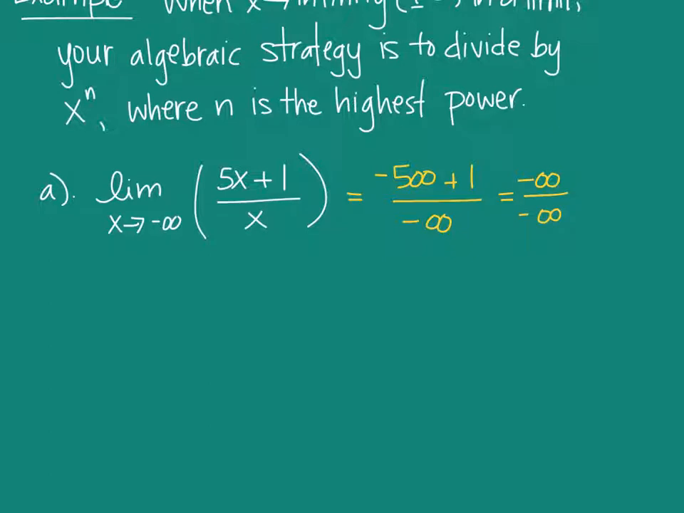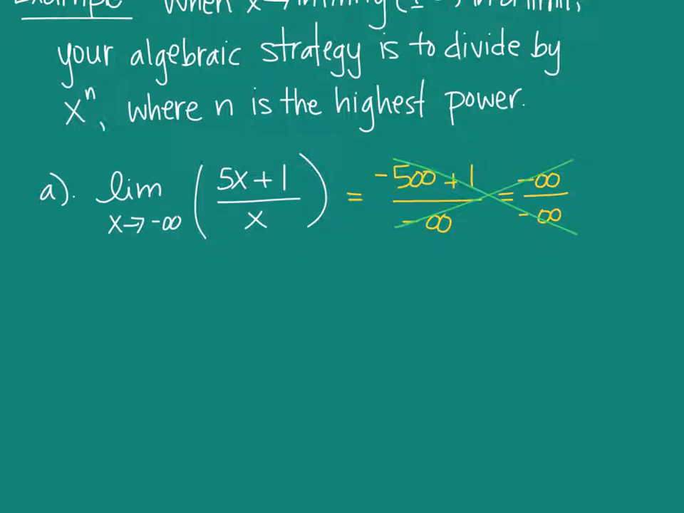And this is a case where just because something is over itself, it's not equal to 1. This is called an indeterminate form. And you need to know a little bit more calculus to know what to do with that. So that is not the right approach here. We are going to eliminate that as being an option.